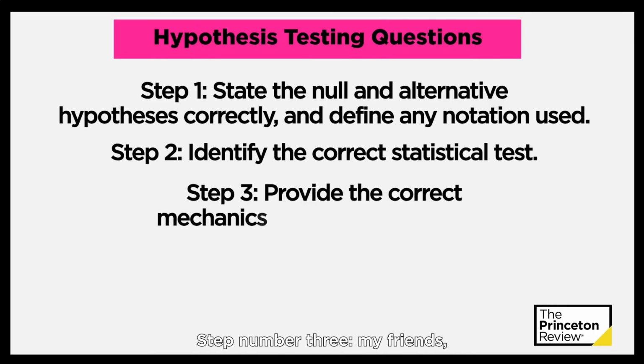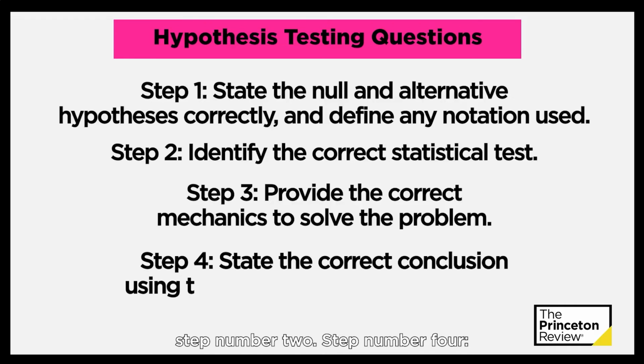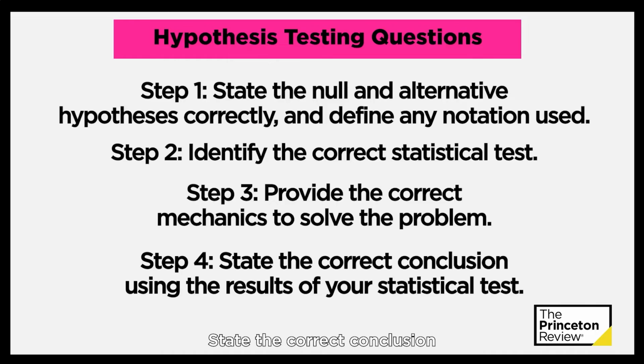Step number 3, my friends, you'll need to provide the correct mechanics to show the problem. This means doing the math and providing the correct numerical value of the test statistic. So be sure to show that you are putting the correct numbers into the formula that you gave in step number 2. Step number 4, state the correct conclusion in the context of the problem using the results of your statistical test. In other words, use the results from step 3 to arrive at the conclusion. You'll need, of course, to state clearly the link between the conclusion and the test result.